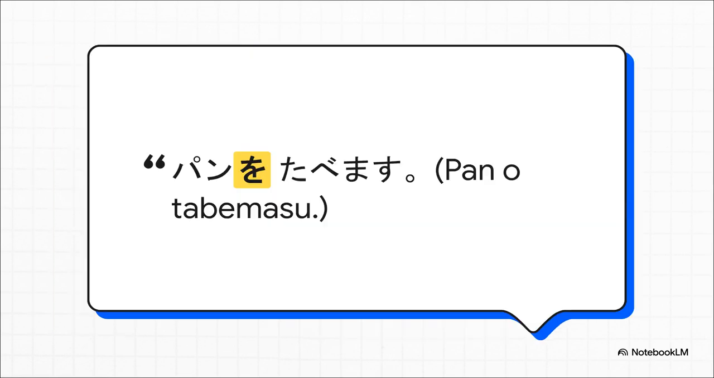And here's a perfect, easy example. Pan o tabemasu. Pan is bread, tabemasu is to eat. That little particle o connects them, telling us that the bread is the target. It's the thing being eaten. The action of eating is happening to the bread.